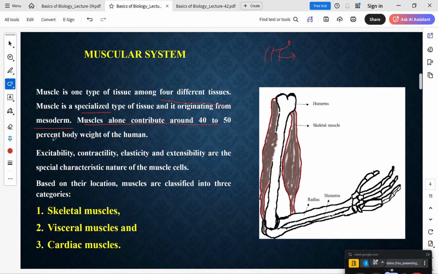Muscles alone contribute to 40 to 50% weight of the human. The characteristics of muscle cells that make sure that they do the function that they are doing are excitability, contractility, elasticity, and extensibility. So muscle fibers are excitable, they have the ability to contract, they are elastic in nature, so there is some leeway to how much they can stretch, and they can extend. Based on the location, muscles are classified into 3 categories: skeletal muscles, visceral muscles, and cardiac muscles.